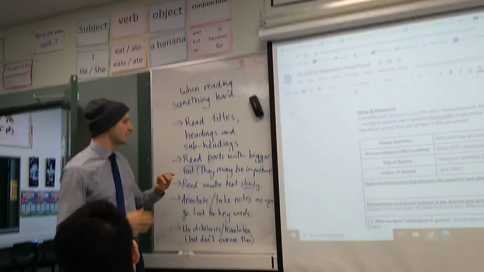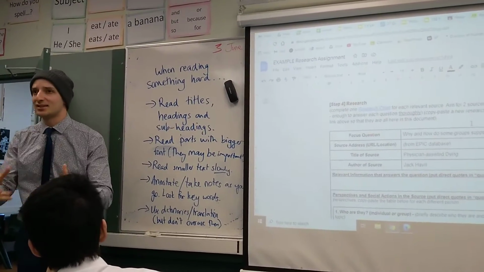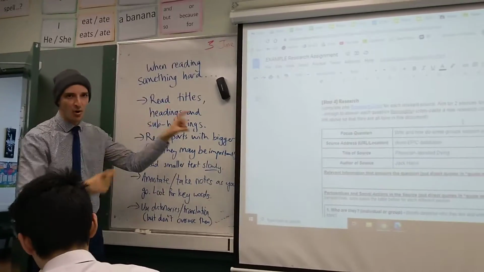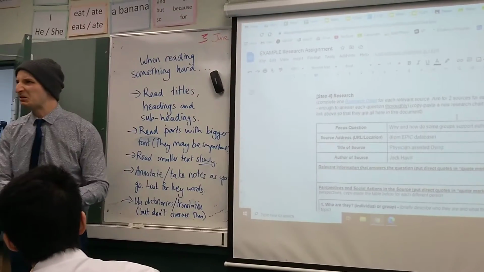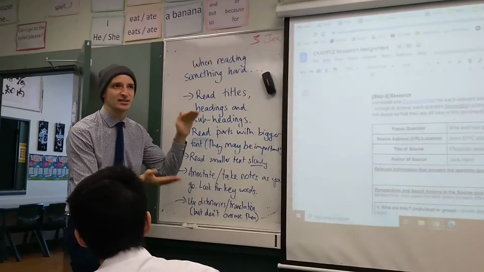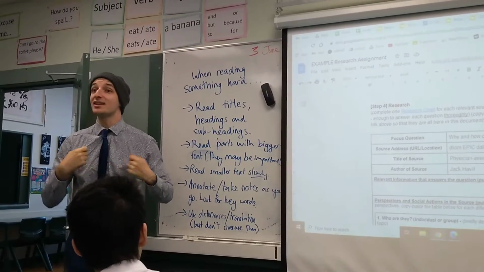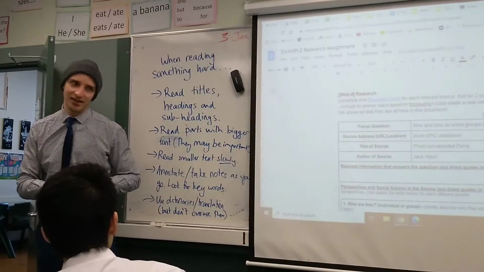Then you want to read the parts that have bigger font, because sometimes that means that they're more important, right? And then when you have the smaller text, if the document is 100 pages, maybe you don't read all of it. You just read the sections that matter to you, that seem most relevant to you. So you have to make a guess, is this going to be relevant to me? If you're super interested in it, read the whole thing.